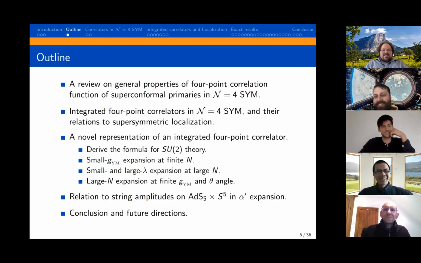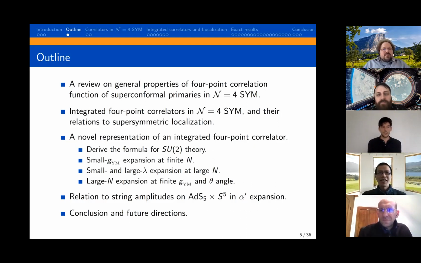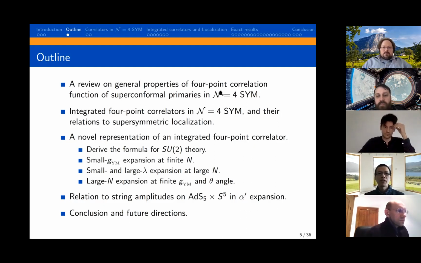Okay, all right. So here's the outline. I will review some general properties of the 4-point correlation function we were studying. This is the 4-point correlation function of the superconformal primary operator. A very brief review. Then I will introduce the so-called integrated 4-point correlators, and especially emphasize how they can be computed from supersymmetric localization.